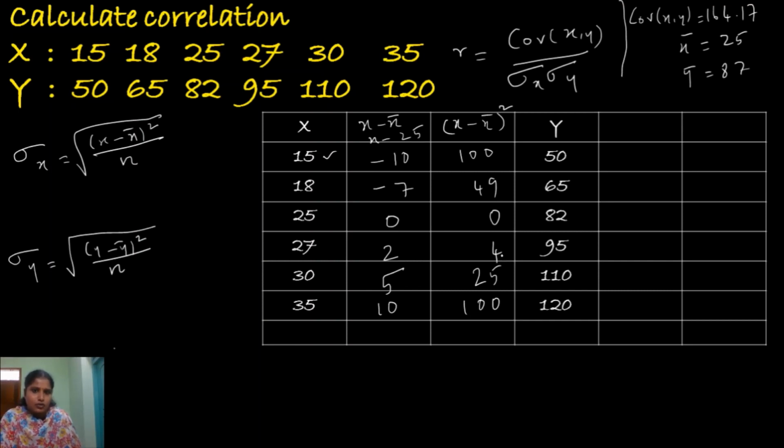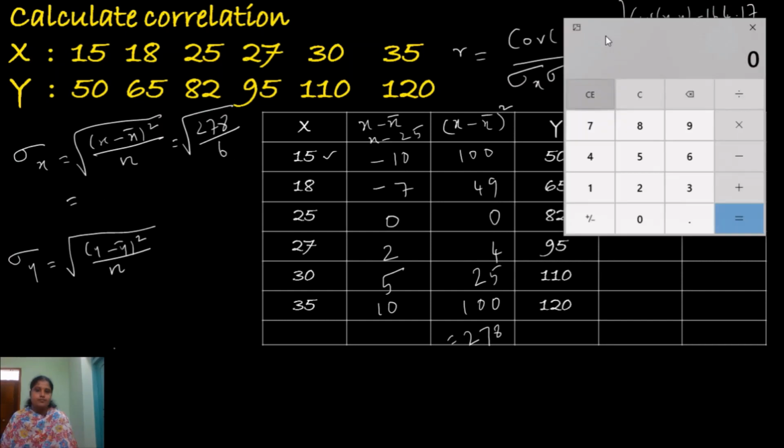If you add all these values, 9 plus 4 is 13, plus 5 is 18, and the remaining gives 278. So this is equal to the square root of 278 over n, where n is the number of values of x. How many observations are there? 1, 2, 3, 4, 5, 6. Totally 6.